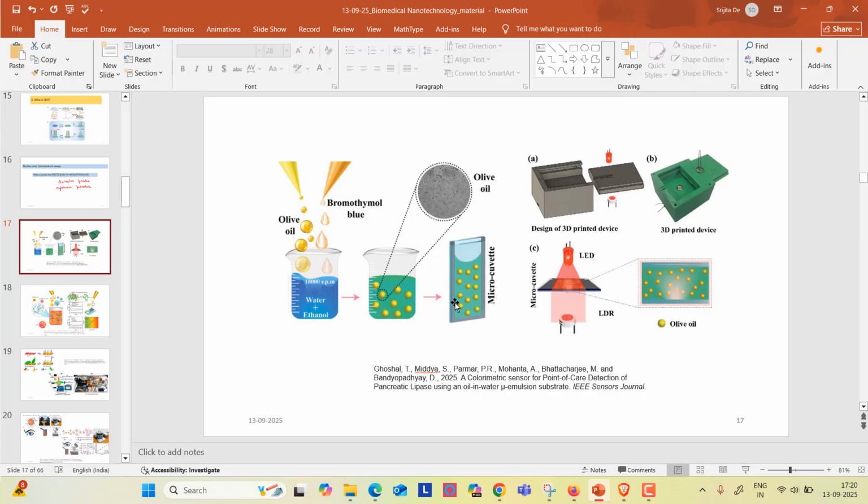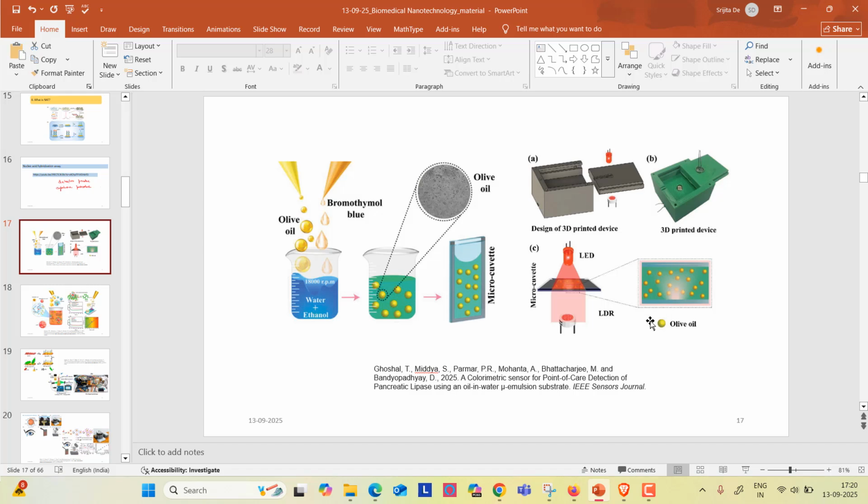The color changes a little bit to the yellow side because we are giving an indicator like bromothymol blue. And that color change is detected by this LED LDR system. LED LDR means we are taking a particular LED light, which is highly active at a particular wavelength. This solution is highly active for this red LED. And now the LDR means the detector, LDR is one kind of detector.